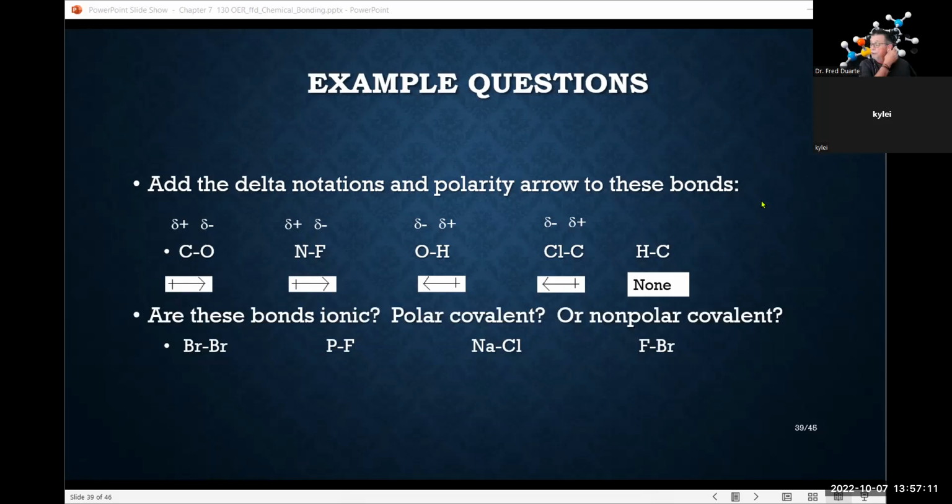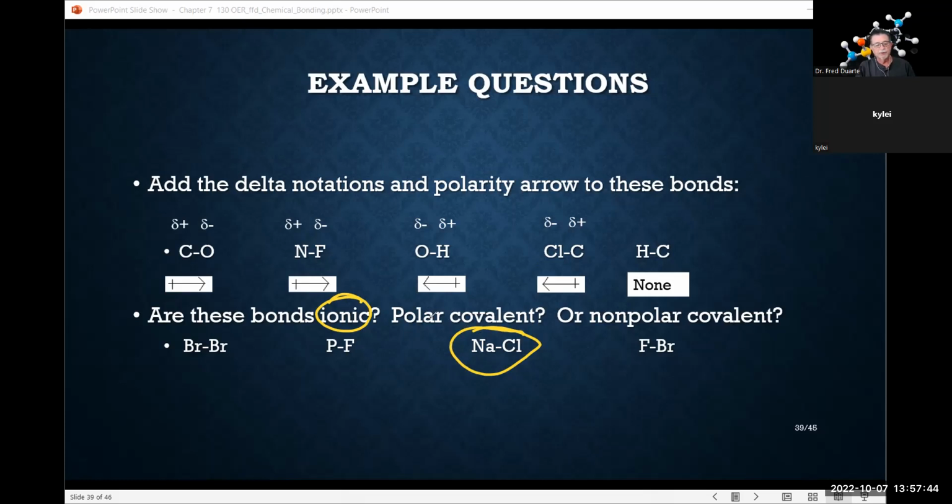Now, the question here that is asked is, are the bonds ionic? No. For ionic, as in that flow chart I drew earlier, to be ionic, it has to be a metal-nonmetal combination, okay? And the only one here with that combination is sodium and chloride. So that is the only one that is ionic. All the other ones are covalent.